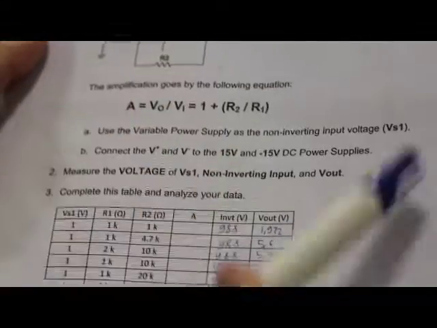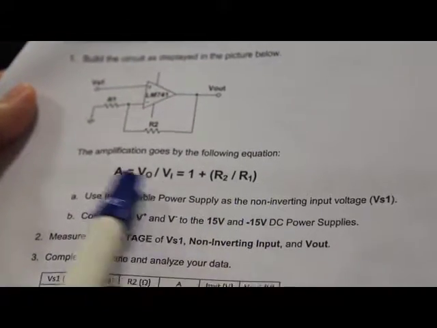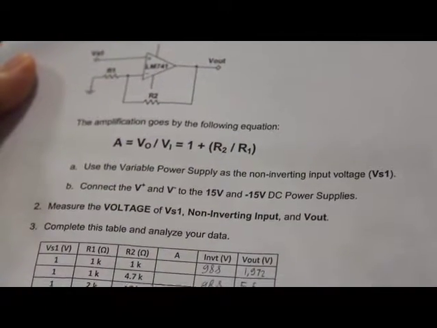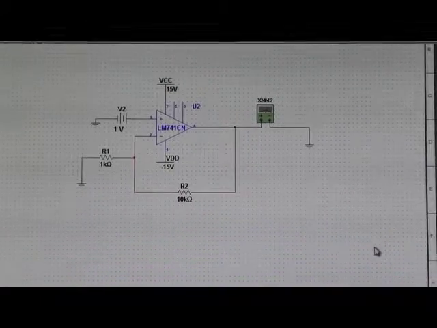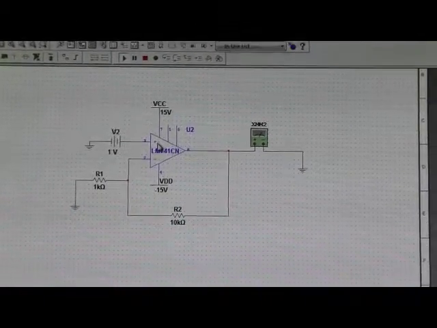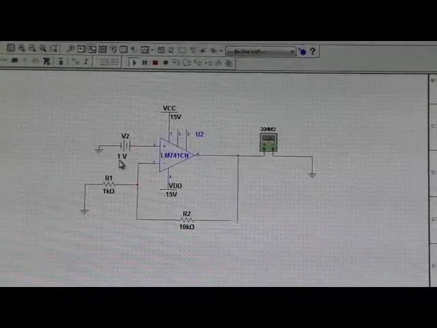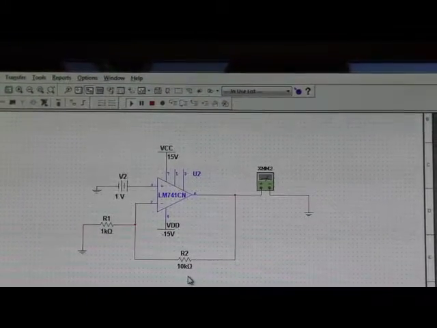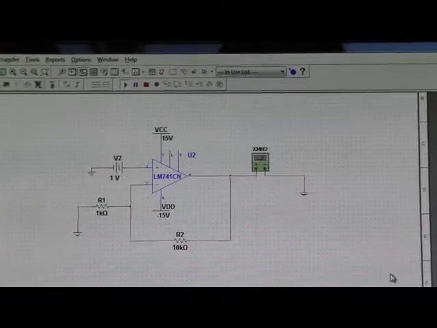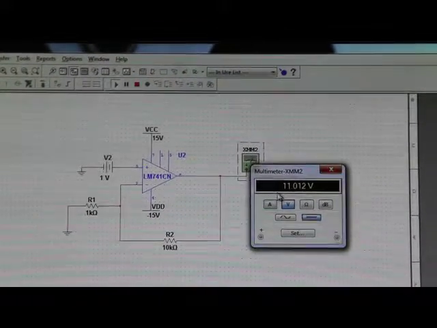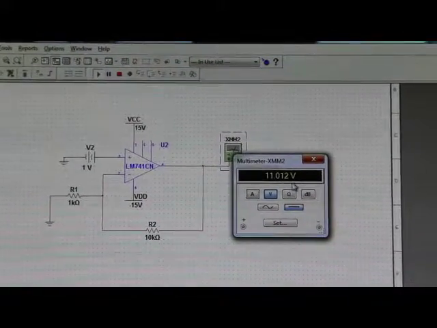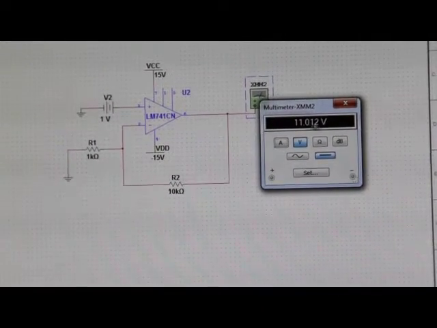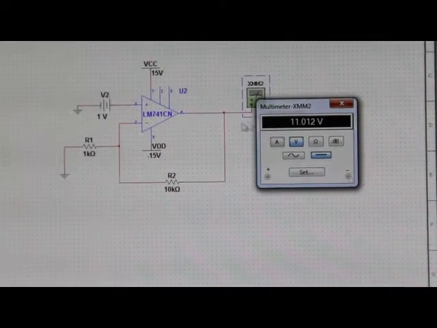Here is the non-inverting amplifier formula. As you can see here, the gain is 1 plus R2 per R1, so it will be a positive result. This is the non-inverting amplifier. The input is located at the non-inverting pin. It has 1 volt in it, and the first resistance is 1 kilo ohm. The second resistance is 10 kilo ohm. And here is the result: 11.012 volt. And here are the results. See, it's positive. It's not inverting.